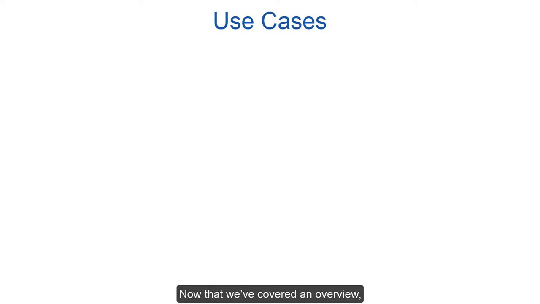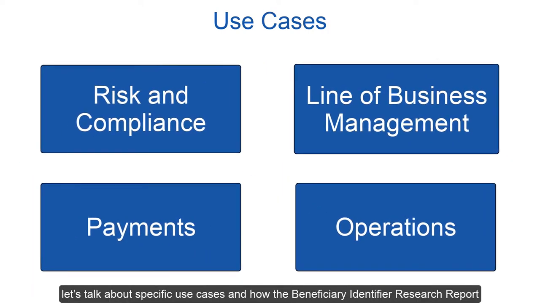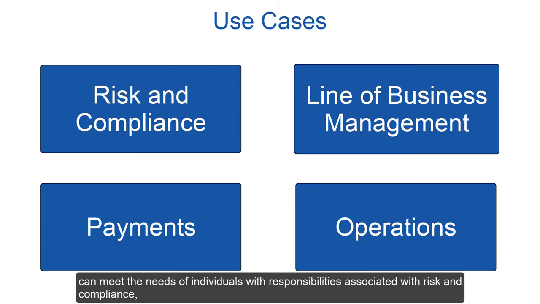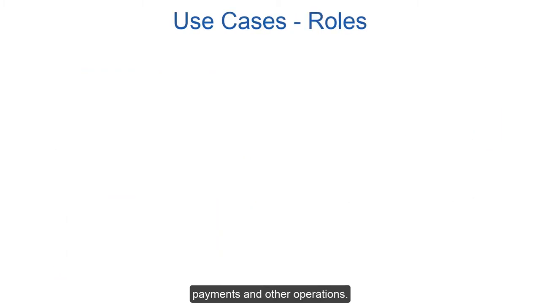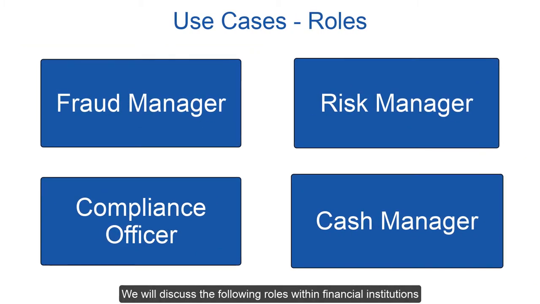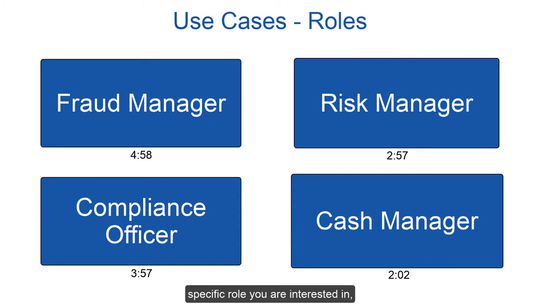Now that we've covered an overview, let's talk about specific use cases and how the Beneficiary Identifier Research Report can meet the needs of individuals with responsibilities associated with risk and compliance, payments, and other operations. We will discuss the following roles within financial institutions and how the Beneficiary Identifier Research Report can be used to support their associated responsibilities related to risk management best practices. If you would like to jump ahead to hear about a specific role you are interested in, please feel free to follow the prompts below.